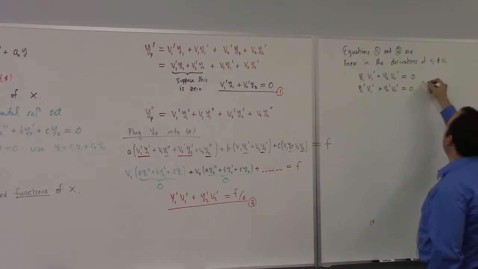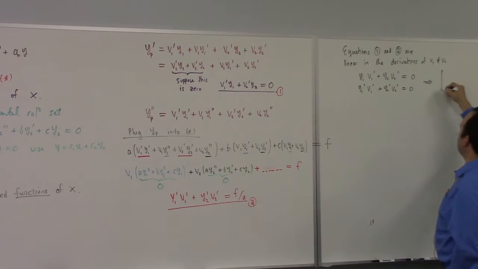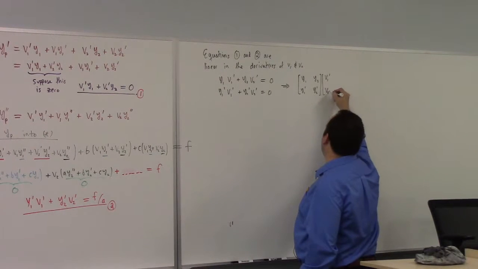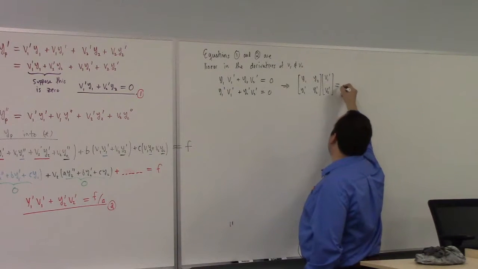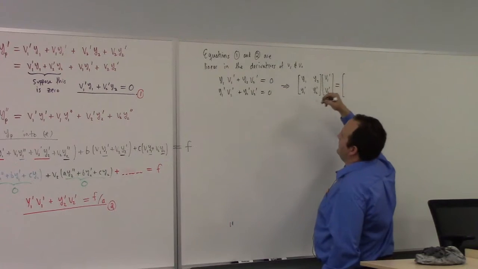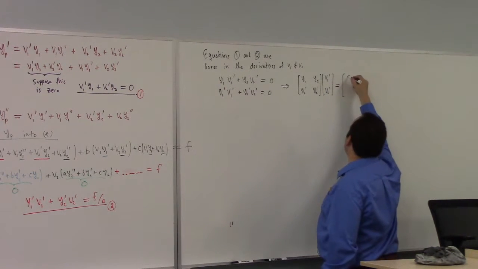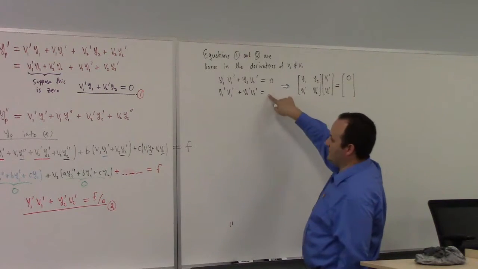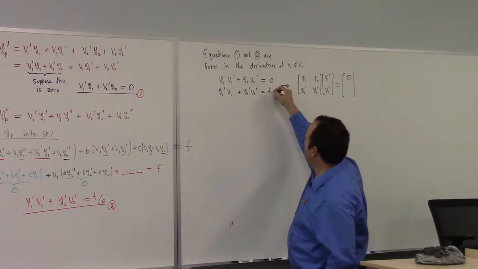So I can rewrite this as a matrix equation. y1, y2, y1 prime, y2 prime, multiplying the vector v1 prime, v2 prime, equals, and this was not 0, that was a typo. What's that? That's f over a, right?